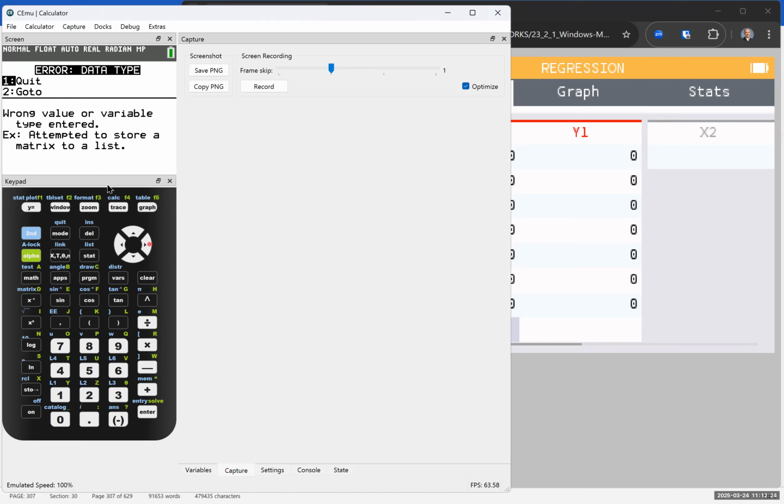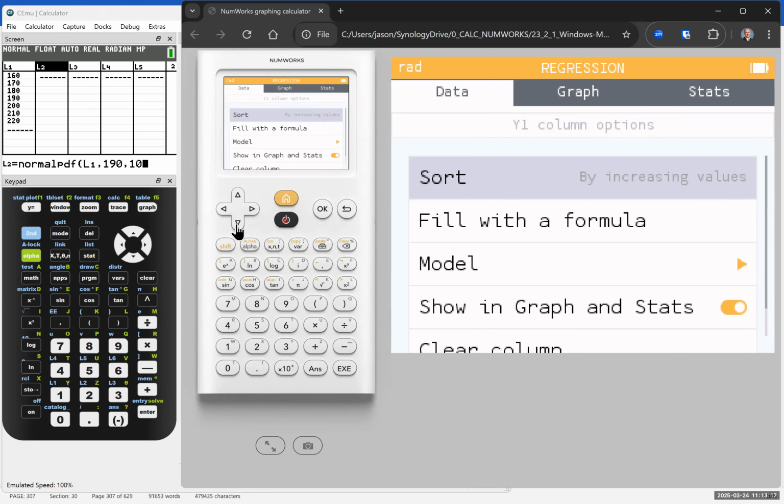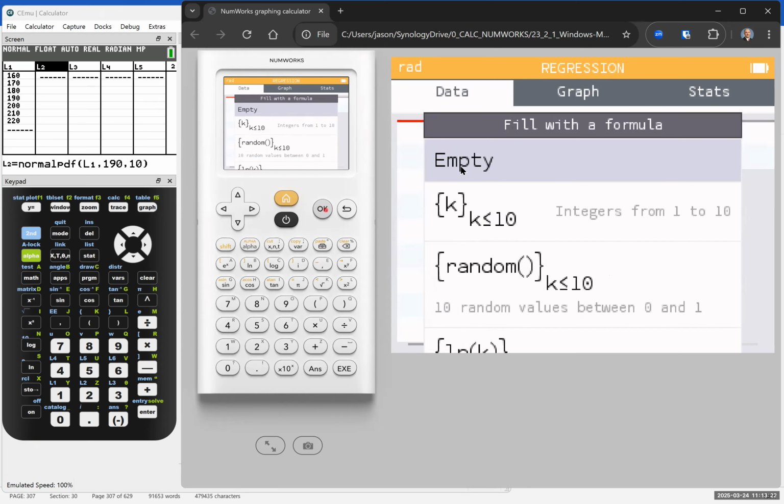So let's see if the NumWorks calculator will do the same. Otherwise, we may have to do this piecemeal. But let's see if the NumWorks calculator will do it. So we can similarly program this Y1 column to contain values calculated off the X1 column. If we select it first, we click OK, and then we'll put fill with a formula. And I'm going to put empty.